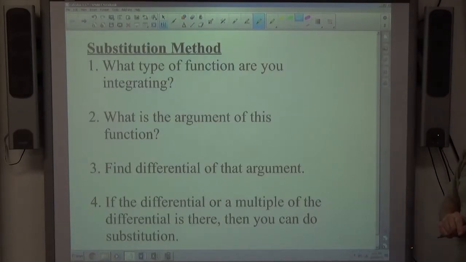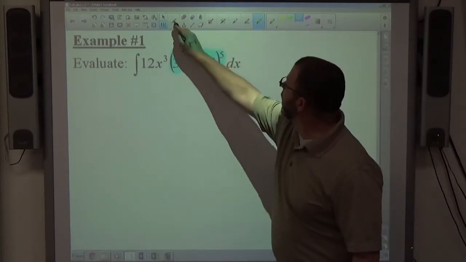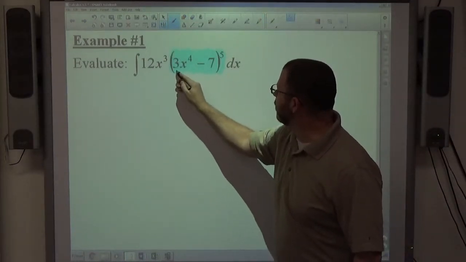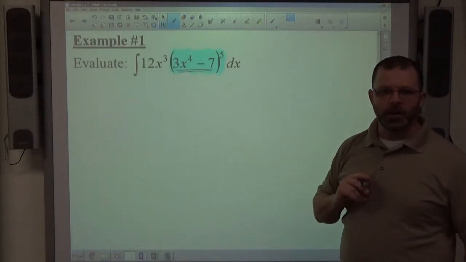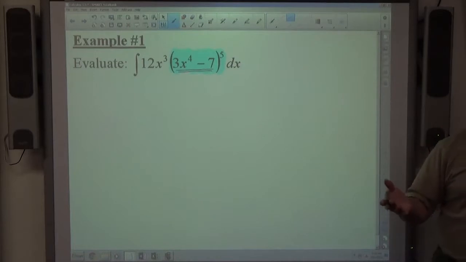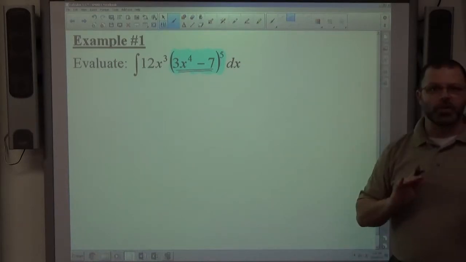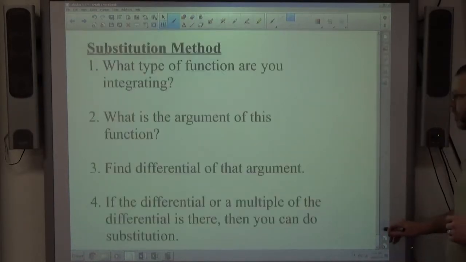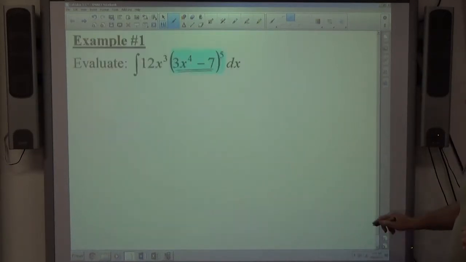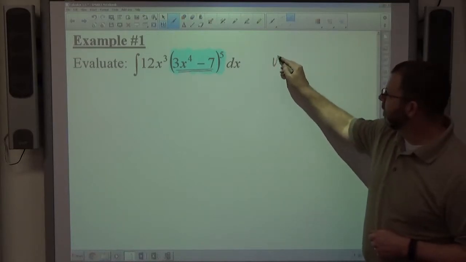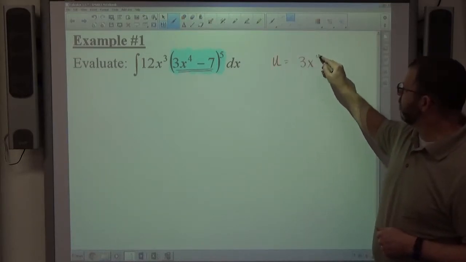Step 2. What is the argument of this function? If it's a power function, what's being raised to the power is the argument. So the argument of this function is 3x to the 4th minus 7. So whatever's being raised to a power. If it said sine of 2x, 2x is the argument of a sine function. So it's a sine function, argument is 2x. So the first 2 parts of this are very important to the process. So what I want to do is, whatever the argument is, I want to call that u. U equals 3x to the 4th minus 7.